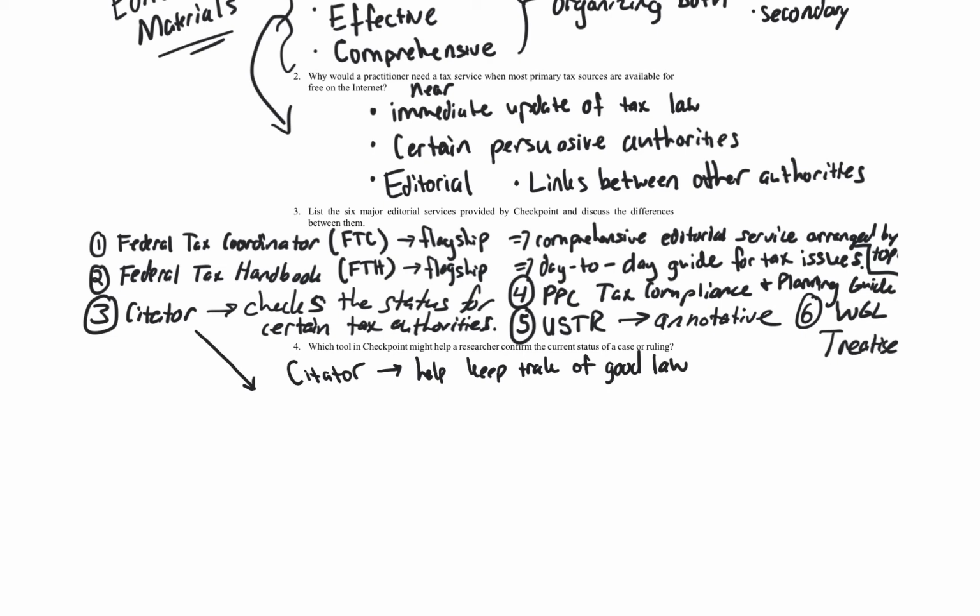So the citator is a tool that helps the researcher in Checkpoint, and in other databases it's called different things. Like in Lexis, it's called Shepard's or the Shepardizing system. And in Westlaw, it's called the KeyCite system, so their citator is KeyCite.